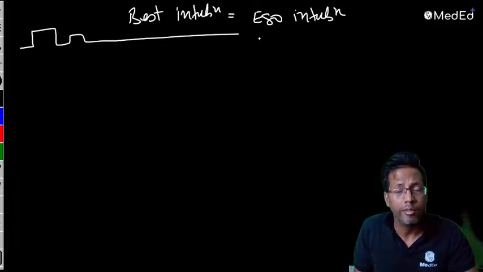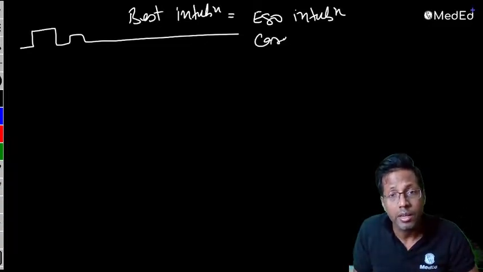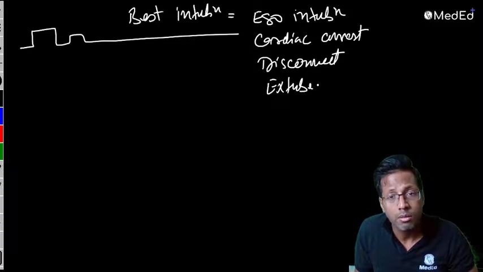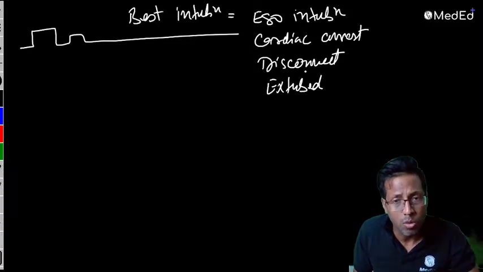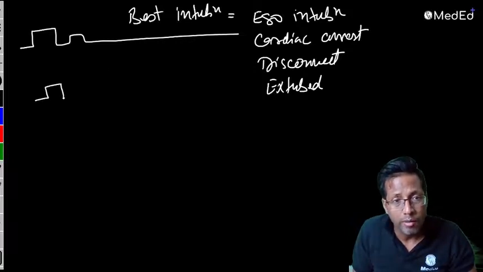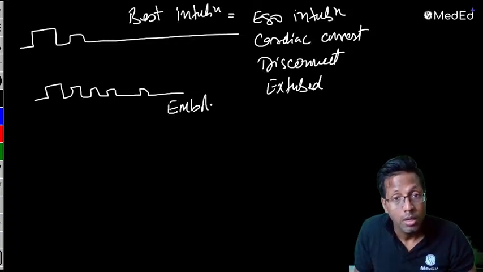But a similar graph can also be seen if there is a cardiac arrest and there is no metabolism taking place. A similar graph will be seen if there is a disconnection from the circuit. A similar graph is seen if the patient gets extubated. By chance the tube comes out, right? And a graph slowly progressing down and down is a common question. Remember, embolism.